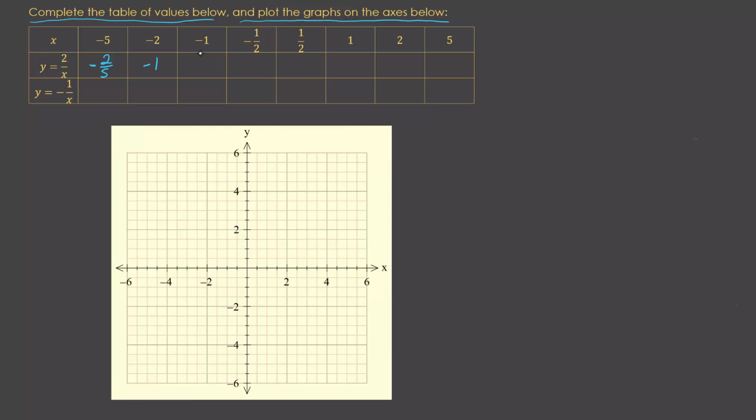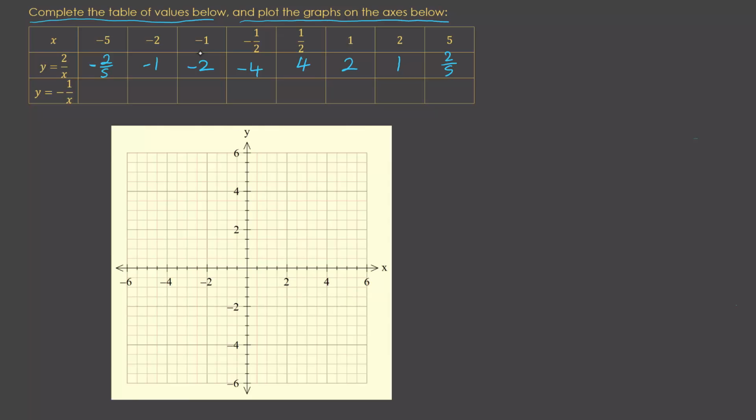2 divided by -1 is -2. 2 divided by -1/2 is -4. 2 divided by 1/2 is 4. Then divided by 1 is 2. Divided by 2 is 1. Divided by 5 is 2/5.